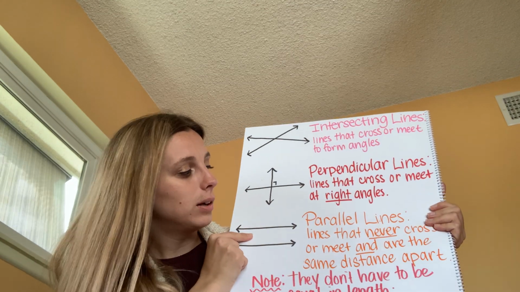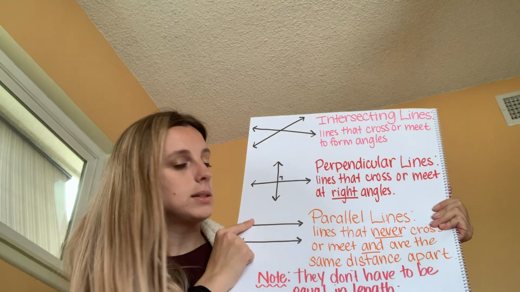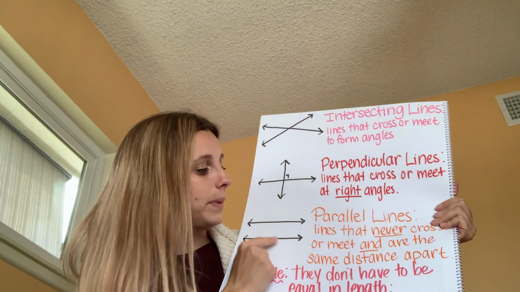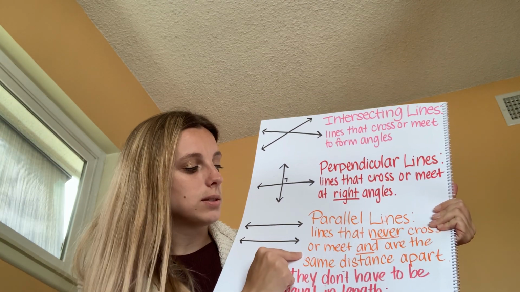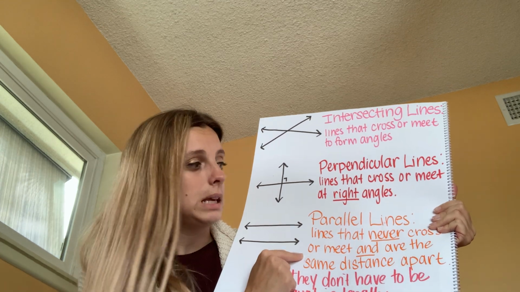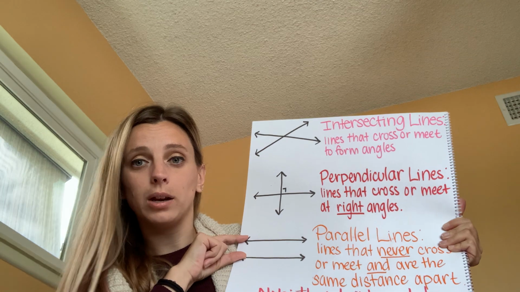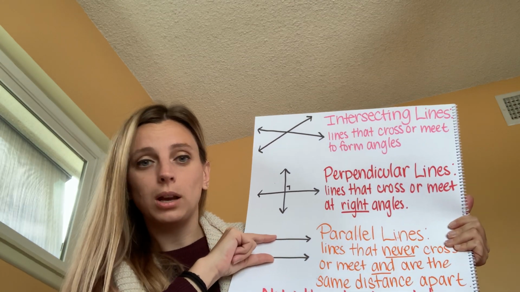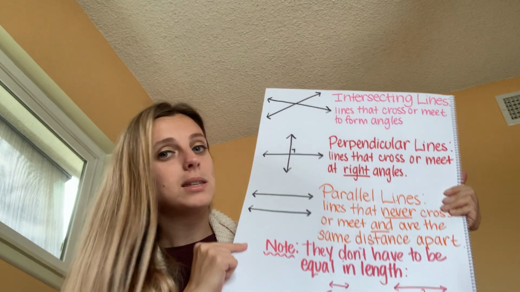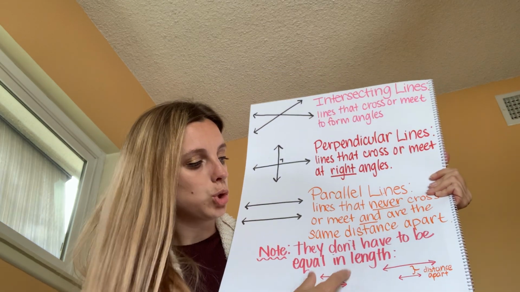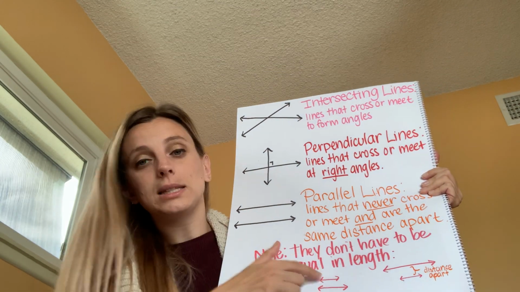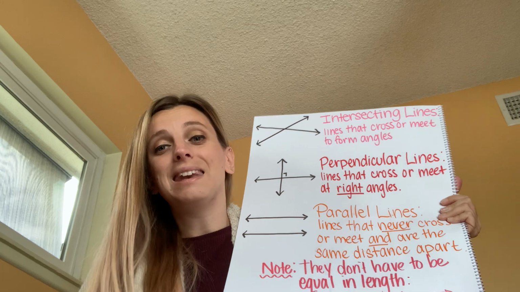Finally, we have parallel lines. Parallel lines kind of look like an equal sign. They're lines that never cross and they never meet. And they're the same distance apart. So if I look at how far apart they are over here, that's how far apart they are over here and over here. These lines don't have to be the same length. I could have one that's shorter than the other, but the important thing is that they're the same distance apart and that they never touch.